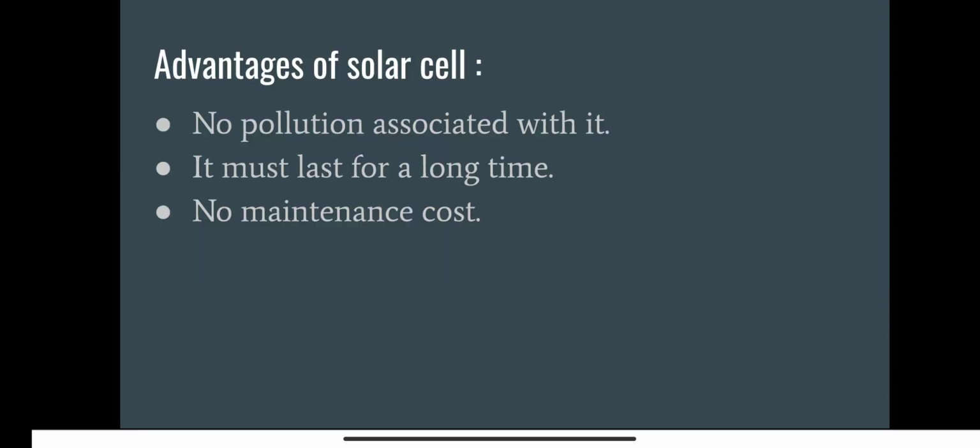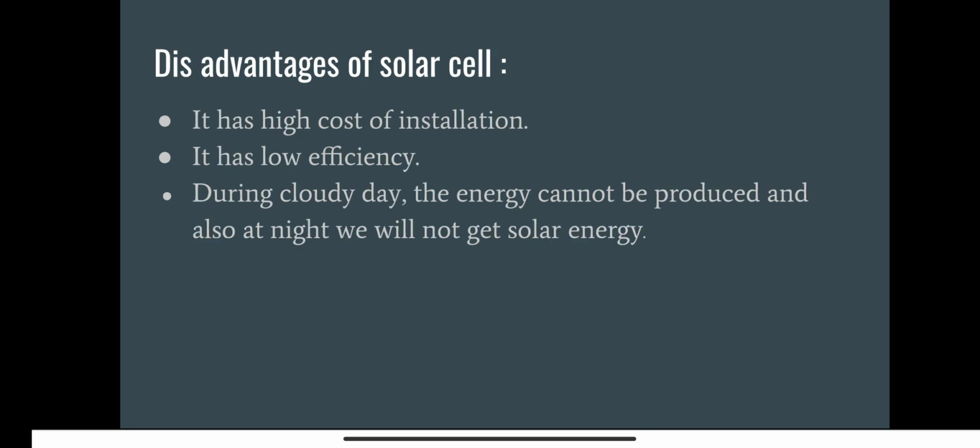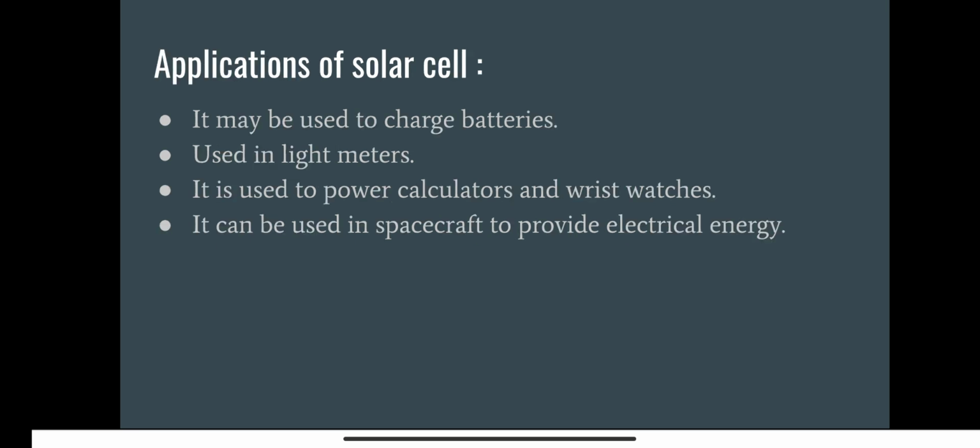Advantages of solar cell: no pollution is associated with it, it lasts for a long time, and there is no maintenance cost. Disadvantages of solar cell: it has a high cost of installation and low efficiency. During a cloudy day, energy can't be produced, and at night we will not get solar energy. Applications of solar cell: it may be used to charge batteries and in light meters.